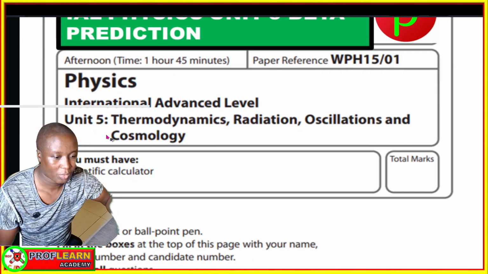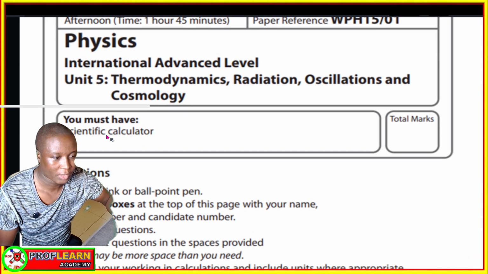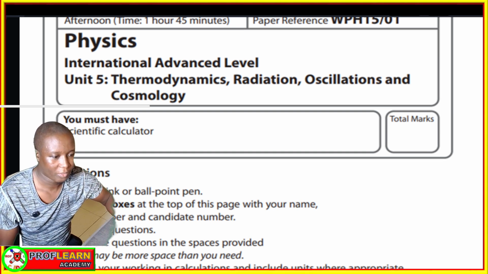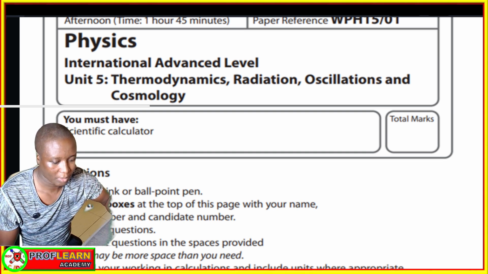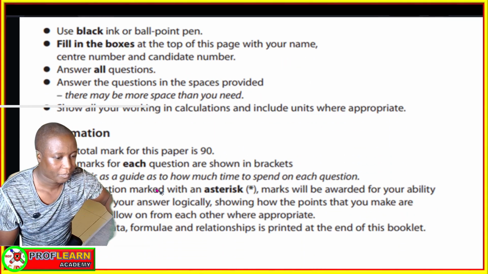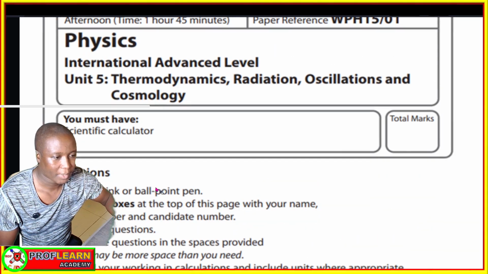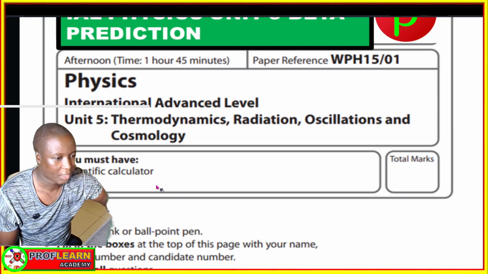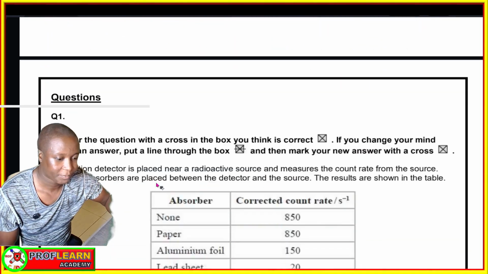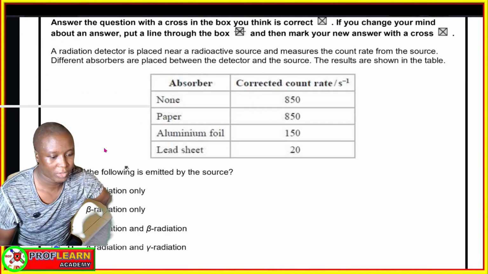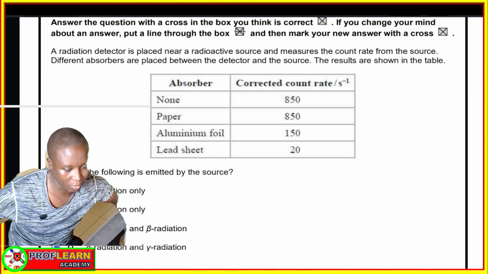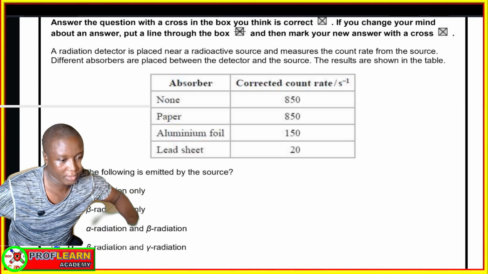So we are going to look at these units: thermodynamics, radiation, oscillation, and cosmology. This is A level. This paper is going to be 90 marks, and it usually takes 1 hour 45 minutes. One of the questions that you really ought to be prepared to answer is a question.